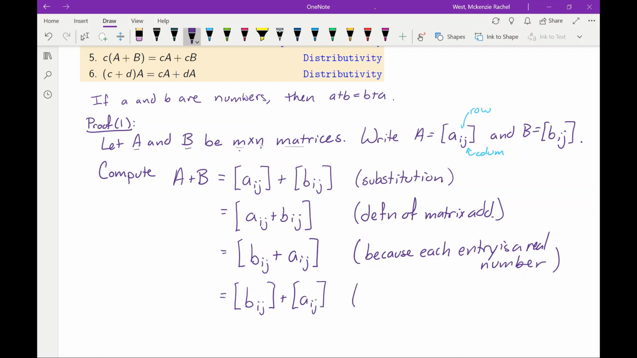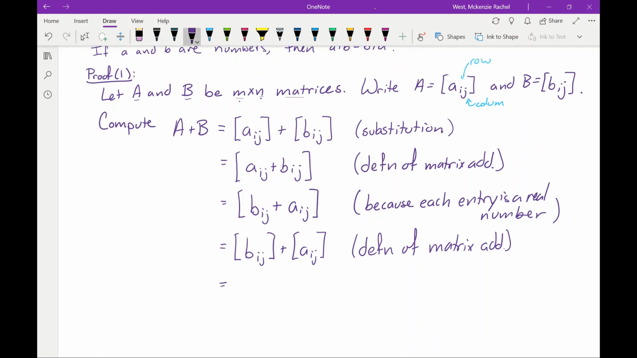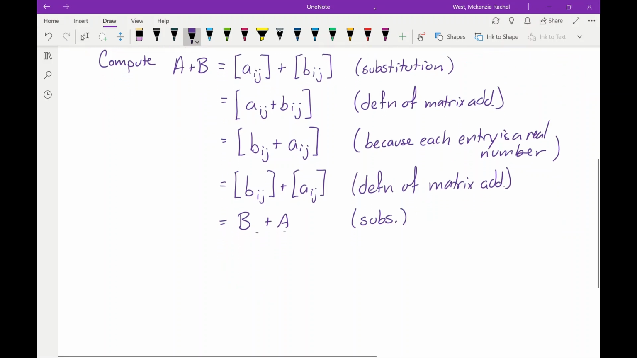Alright, let's fill this in. It's definition again of matrix addition. Alright, and lastly, we can then substitute again. This is B plus A. Alright, and we did finally get to that right-hand side that we wanted to get to. So, alright, so therefore, A plus B equals B plus A as desired.